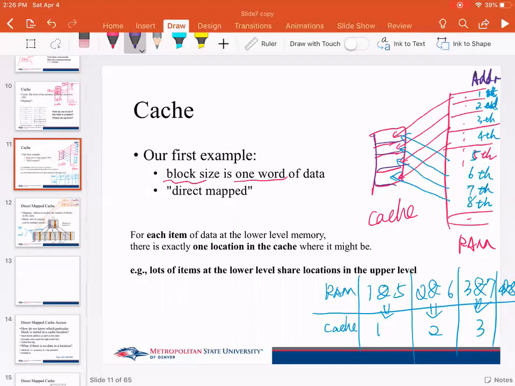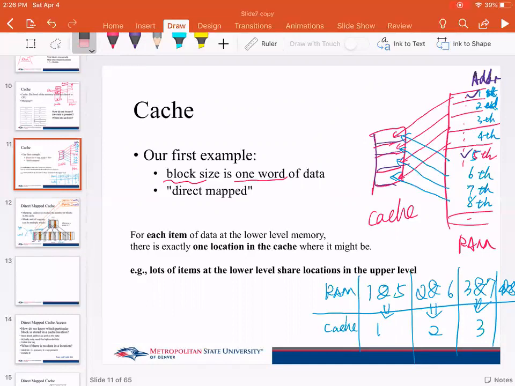And that means the 5th data is 4n plus 1. So the first data, the 5th data, the 9th data, the 13th data, all of those data are 4n plus 1. If I start with 0, then this will be 4n. So all those data will share the same location inside of the cache, right? So this is how we determine where I should put the data in the cache, right?